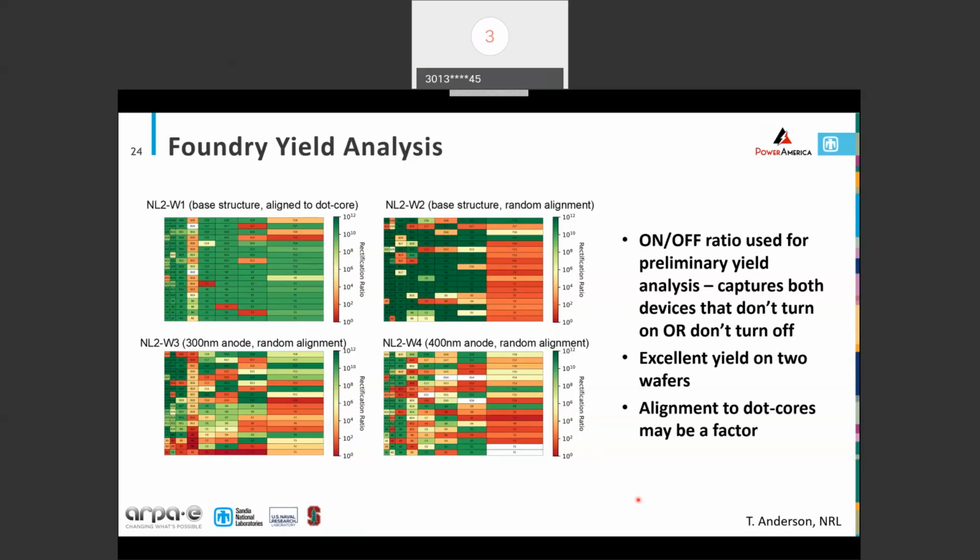What you can see for this wafer in the upper left is that there's some variation. This was a wafer with a dot core substrate, and this one is aligned to the dot cores, whereas these other three are not. You can see that doing that alignment results in better yield, as you might expect. And so we're getting pretty good yield even on these large area devices. This type of analysis is done on all the wafers passing through the foundry.